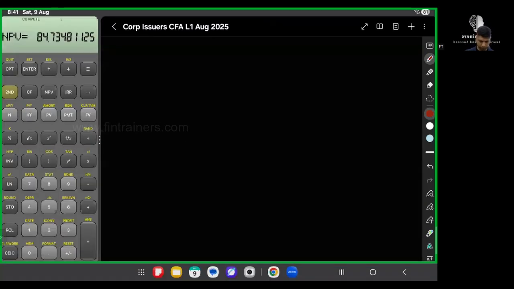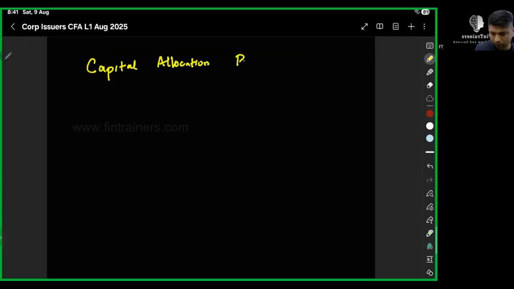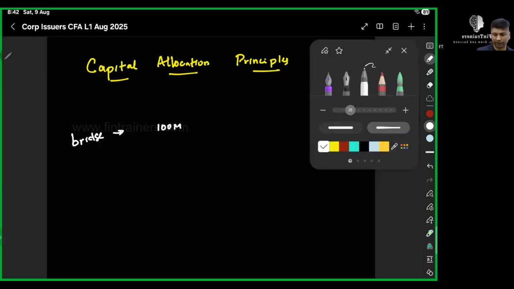Now I want to move on to capital allocation principles. Let's say you are a contractor and you want to build roads. Okay, so you go to the government and you create a road or bridge or something, and you give a proposal. Okay, and say this bridge costs 100 million to build. It's not really a numbers question. I'm just giving you some numbers for an idea.